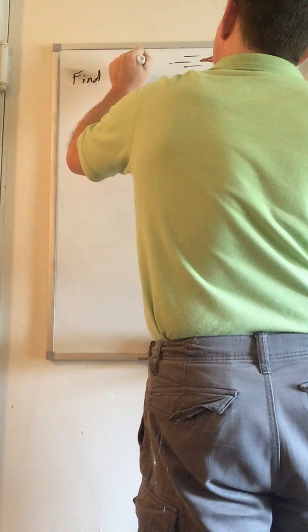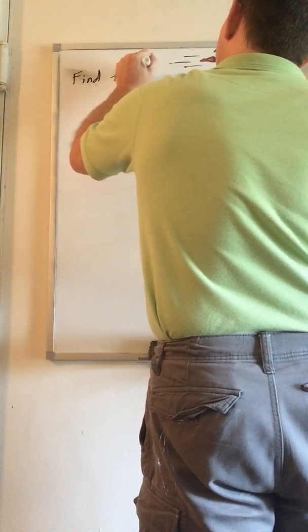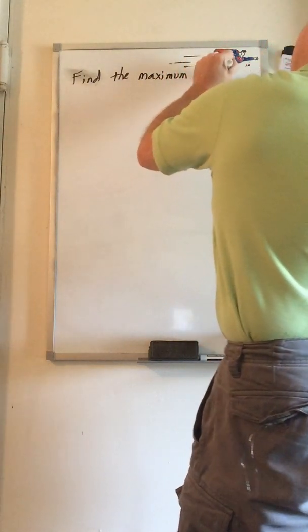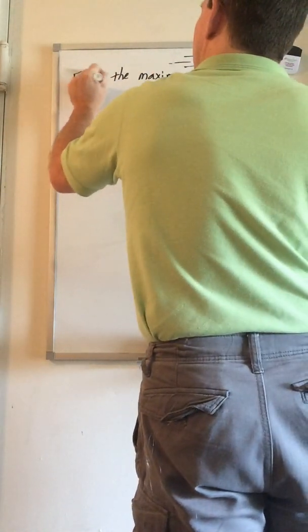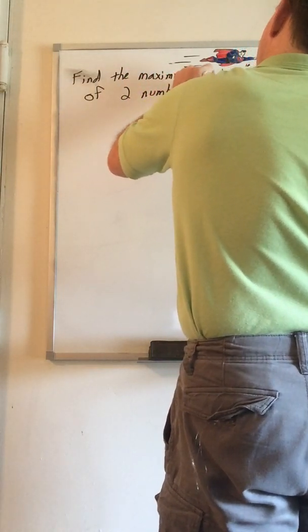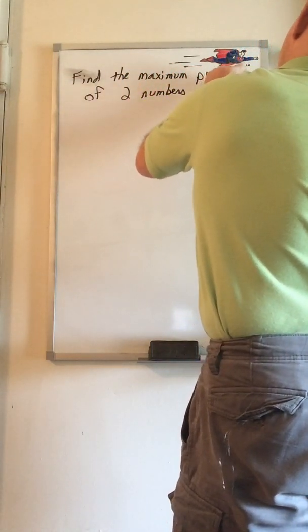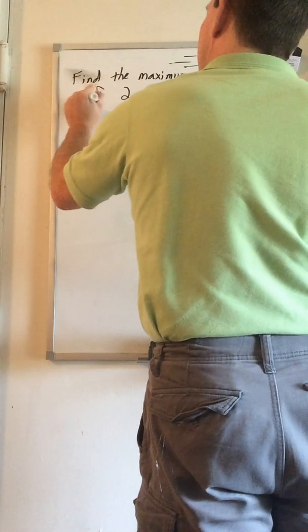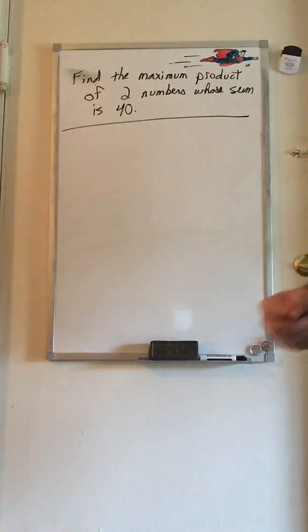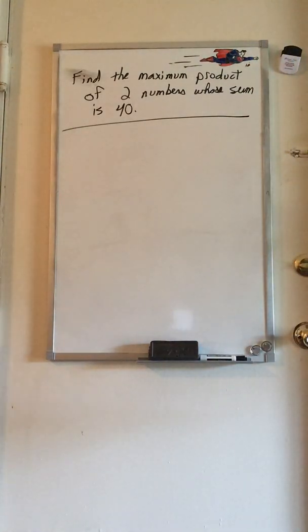Find the maximum product of two numbers whose sum is 40. And I will stress right at the outset, the way we're going to go about setting these up and thinking about them is actually very similar to the related rates problems we've already done.